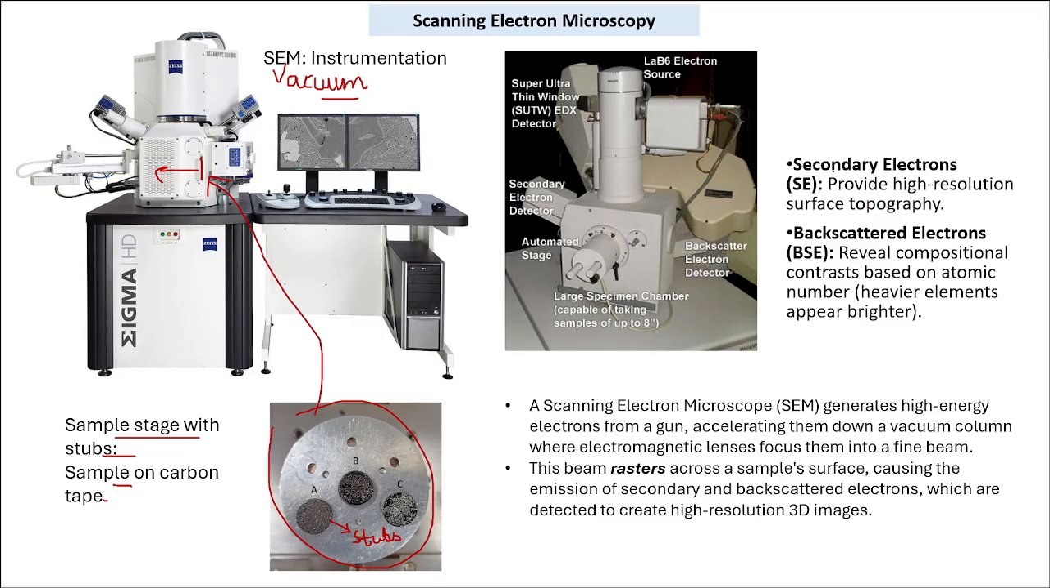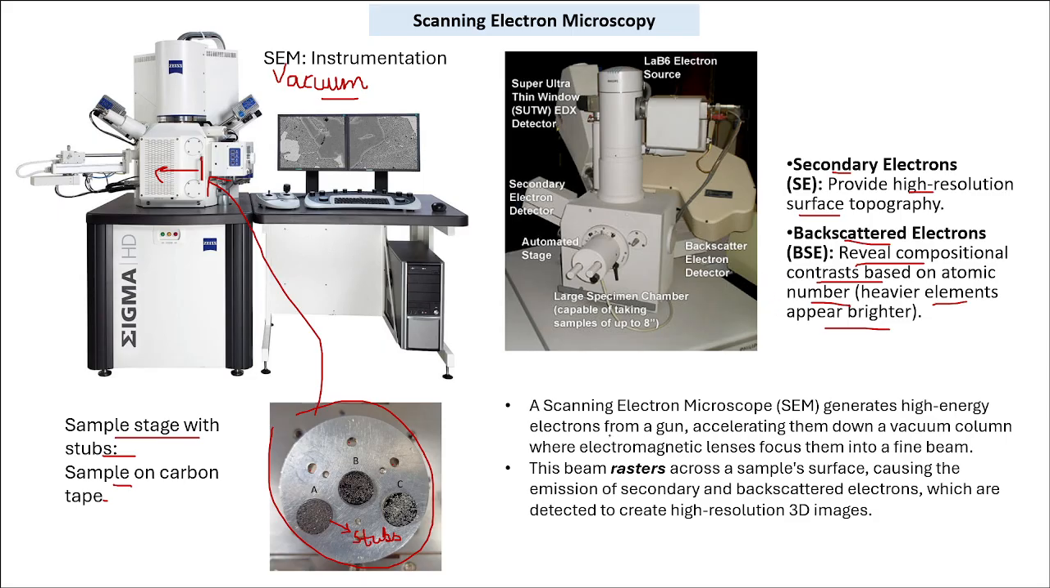Now, why does this particular system use secondary electrons and backscattered electrons? Secondary electrons are used to provide high resolution surface topography, and backscattered electrons reveal compositional contrast based on atomic number. So the heavier elements will appear brighter. So there would be a kind of contrast that you will see.